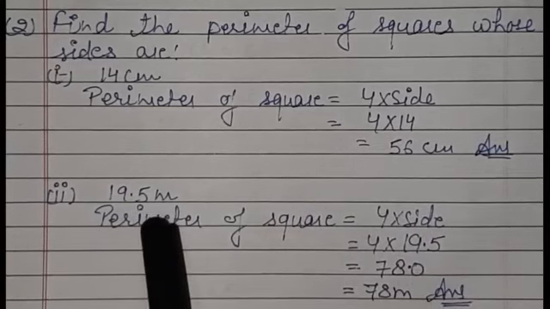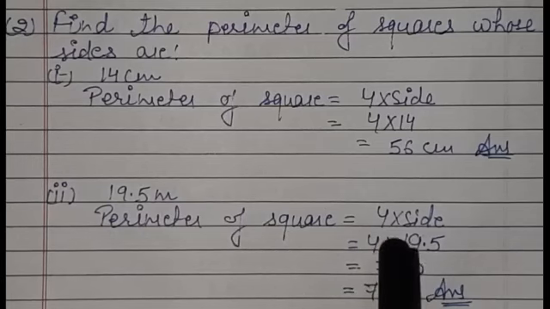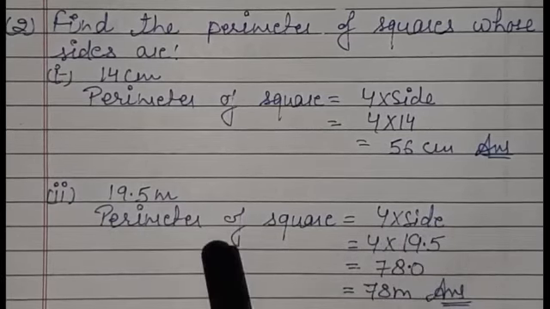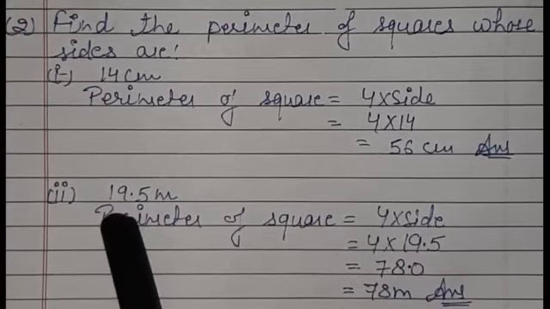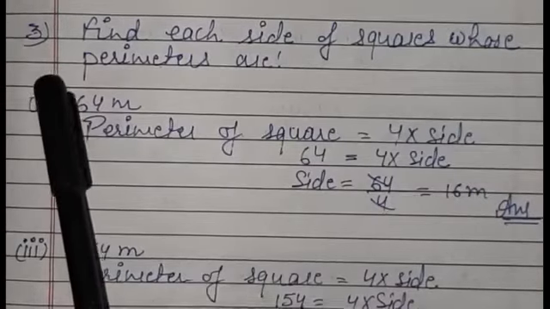Similarly, when the side is 19.5 meter, the perimeter of the square is equal to 4 into side. This formula we have to use. When we put 19.5 meter instead of side, it will come 78 meter. Right? Now come to sum number 3.